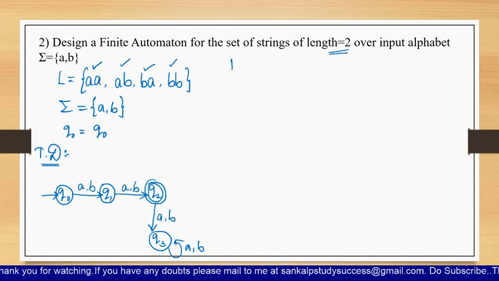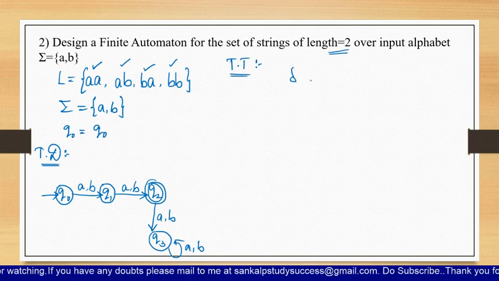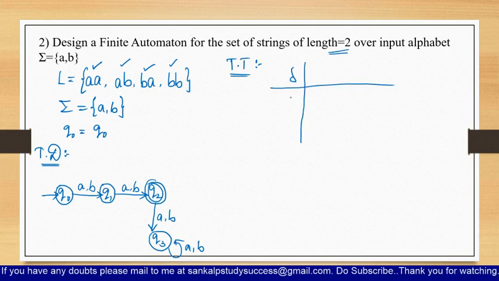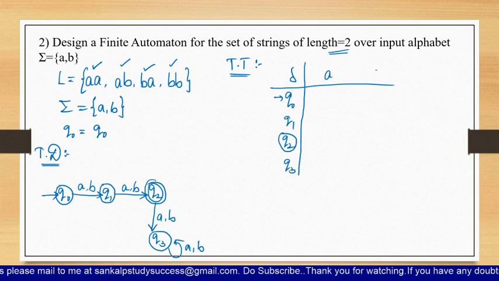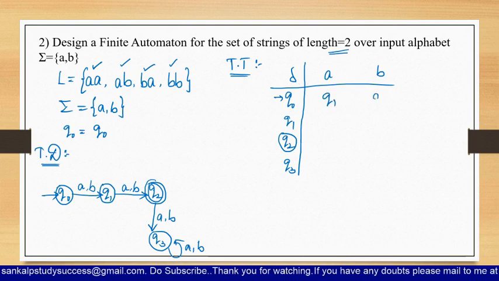Then what about the transition table? Here, in the transition function, the rows represent the states, which are Q0, Q1, Q2 and Q3, where Q2 is the final state. Here we have two input symbols A and B. So if you apply A to Q0, then it is moving to Q1, and if you apply B to Q0, then it is again moving to Q1. So by using this transition diagram, we are writing this transition table, right?